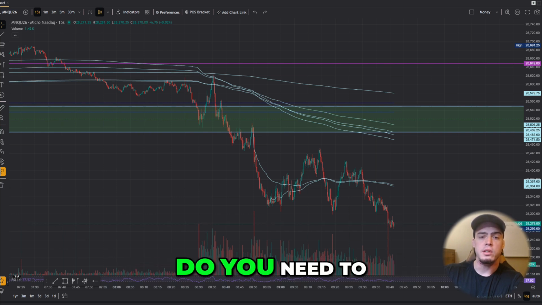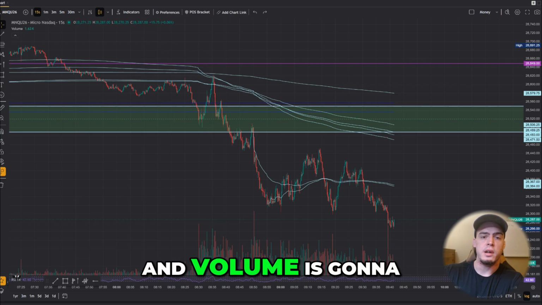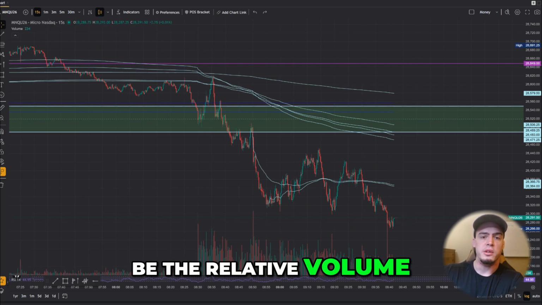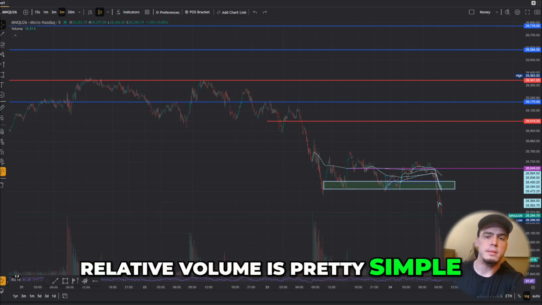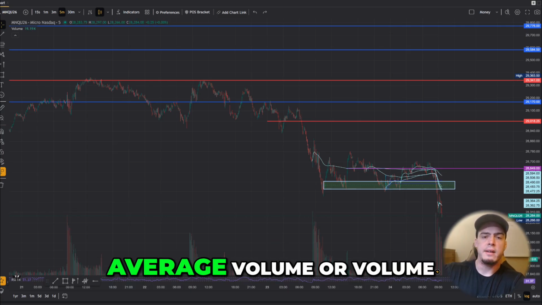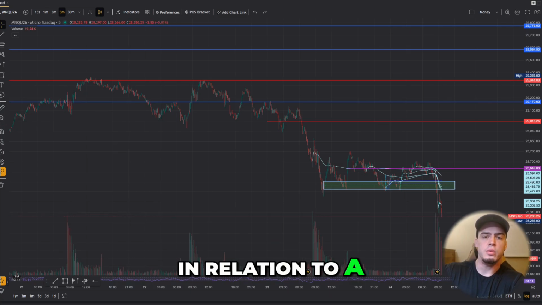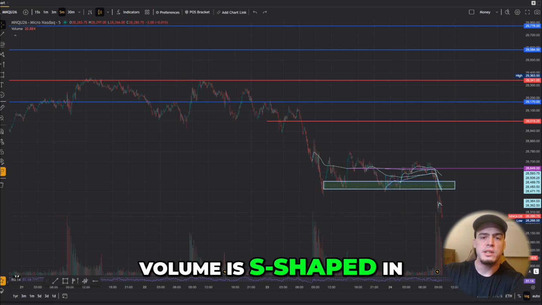And then what filters do you need to understand that on your instrument? And volume is going to be the relative volume in a move. So we're going to talk about those and get into it a little bit. Relative volume is pretty simple. So if we just look at what's the average volume, or volume in relation to a specific time frame, volume is S-shaped in the markets.